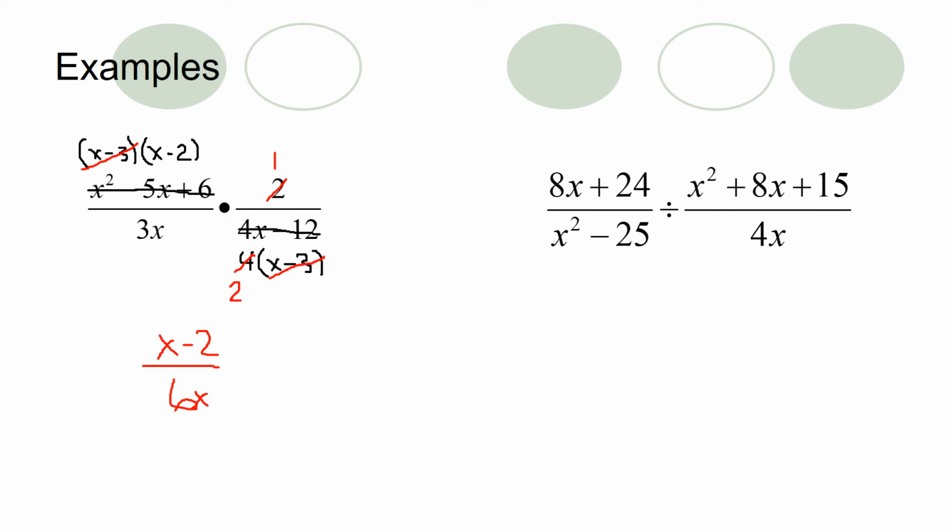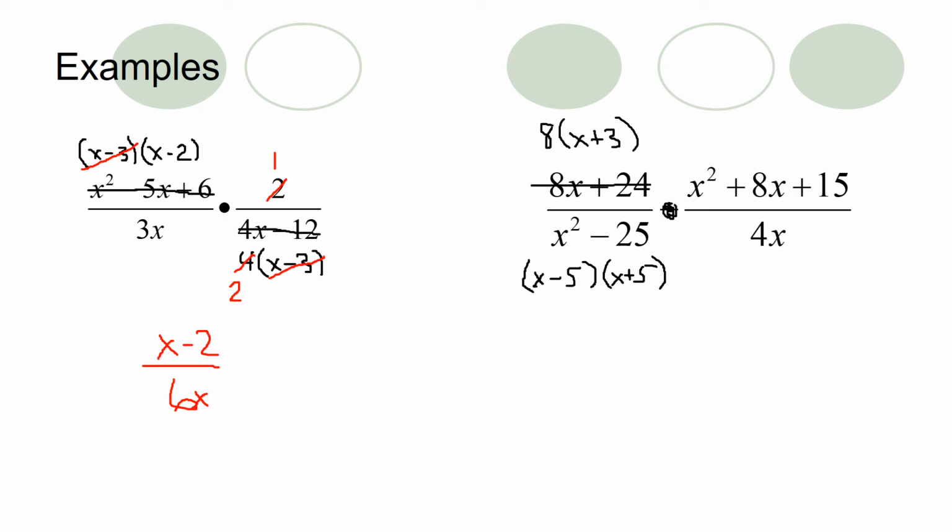On the right side, we have a lot more factoring to do. First thing we can do is factor out an 8 from the top left. Cross that out because I'm done with it. Bottom left, difference of 2 squares. X minus 5, x plus 5.